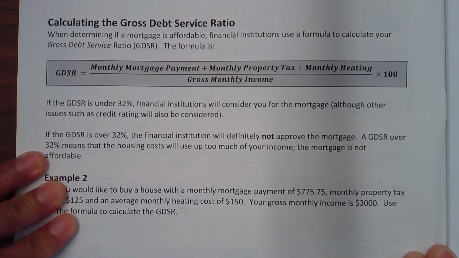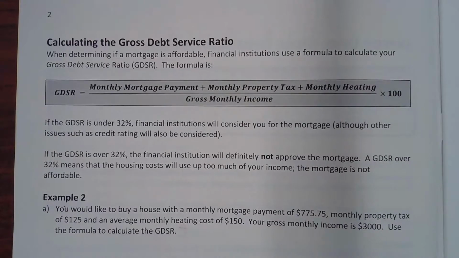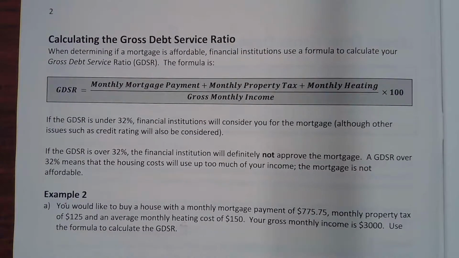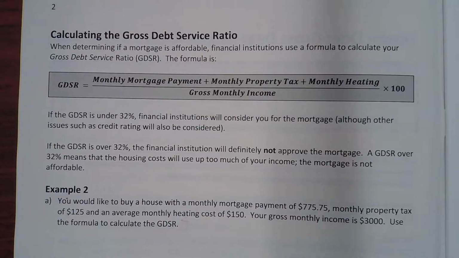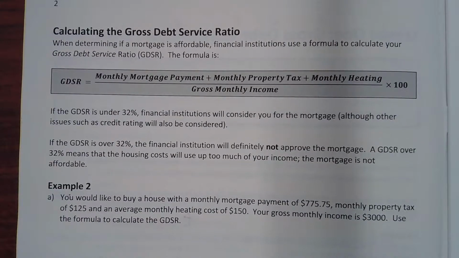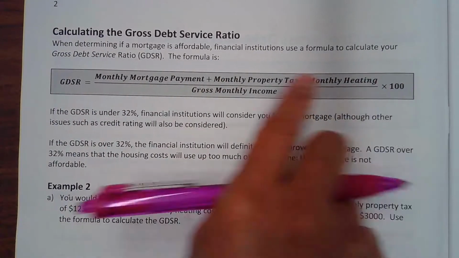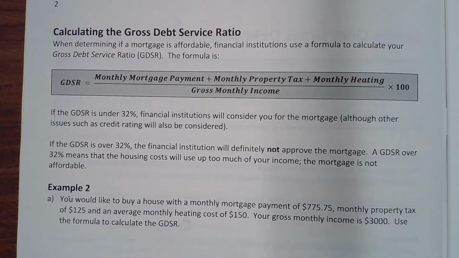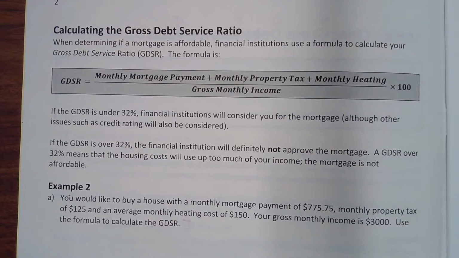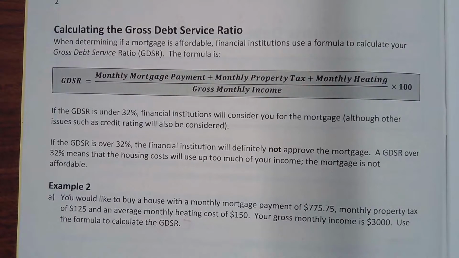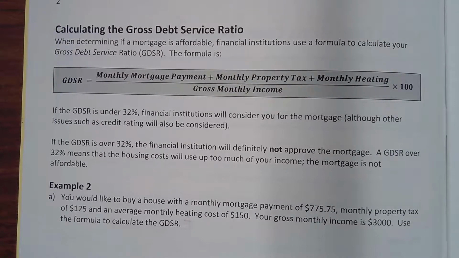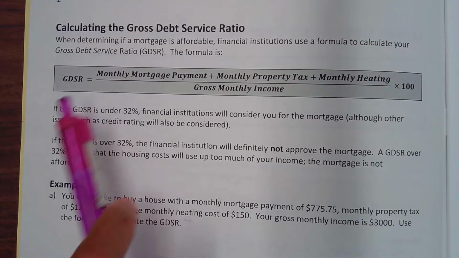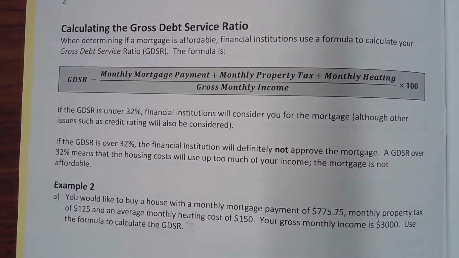Okay, example number 2, on the next page. It says here, how do we calculate the gross debt service ratio, the GDSR? At the beginning of the lesson, there is a formula. Certainly you could memorize the formula, but you don't have to. You will be given the formula, or you can create a formula sheet for the test. So there's no pressure. But what you need to do is know when to use it and how to use it.